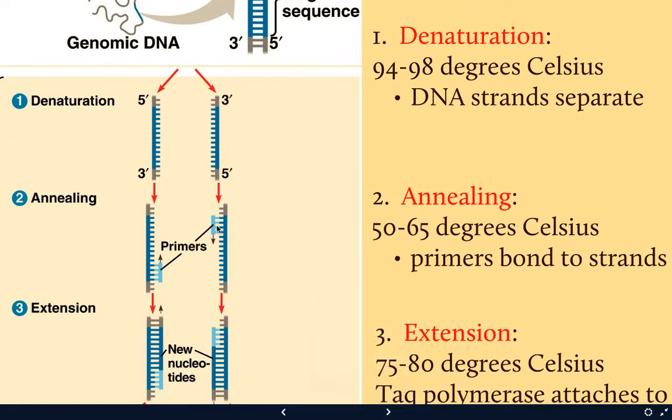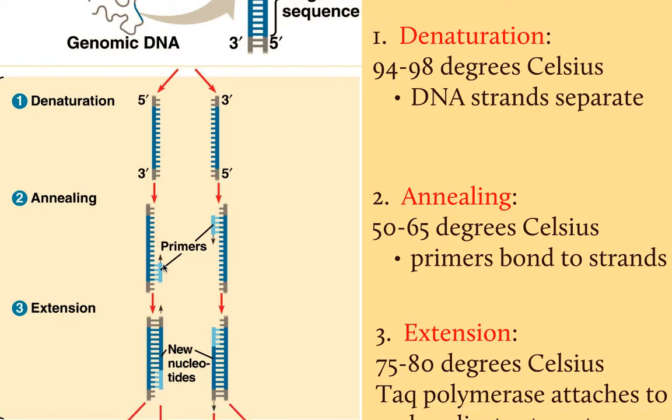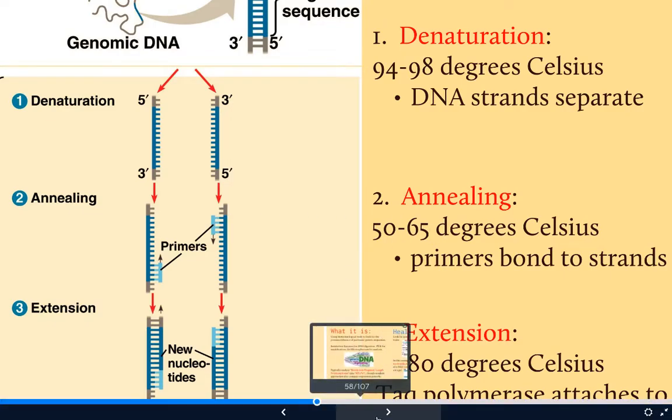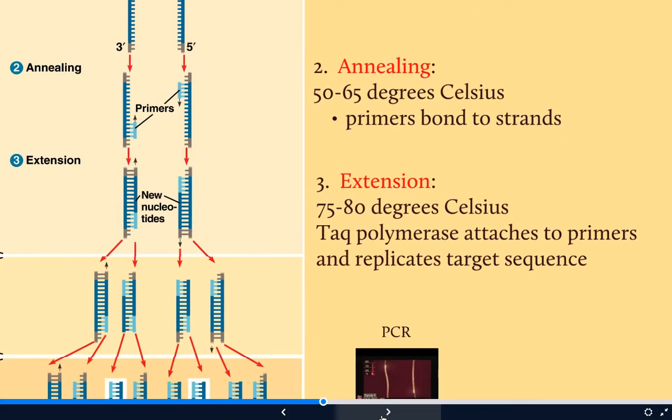Then the primers are added, and here's the primer, right? Remember, we're copying this DNA, and in order for Taq polymerase to do this job, no, it's not DNA polymerase, it's Taq polymerase, to add the new nucleotides in, you have to have a primer there. The annealing process is having the primers bond to the template strands, and that's done at a lower temperature. Then there's extension of those strands, at 75 to 80 degrees Celsius.